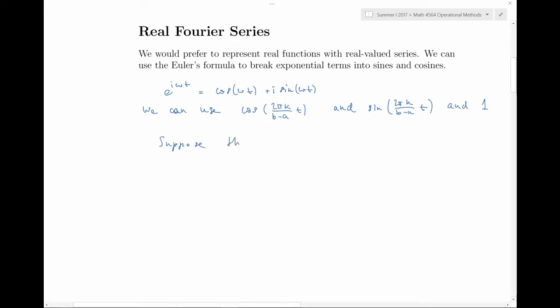Suppose that we are given a function f from the set L2 a to b. Then we compute the projection of f on the function 1 by computing the coefficient a naught, which is going to be the inner product of f with the function 1 divided by the inner product of 1 with itself. The inner product of 1 will depend on the interval a to b that we're talking about.